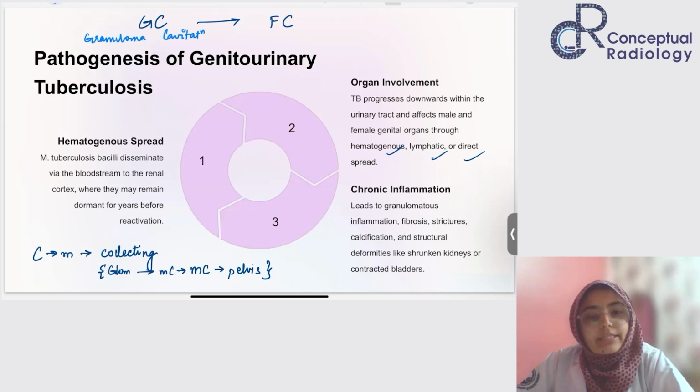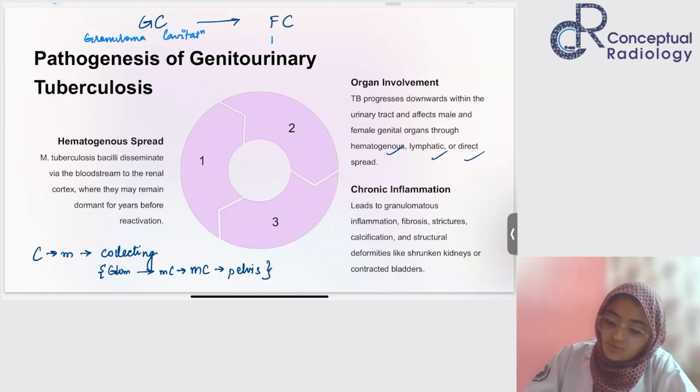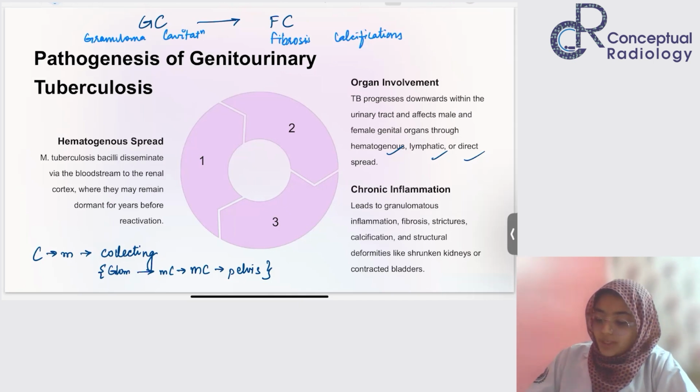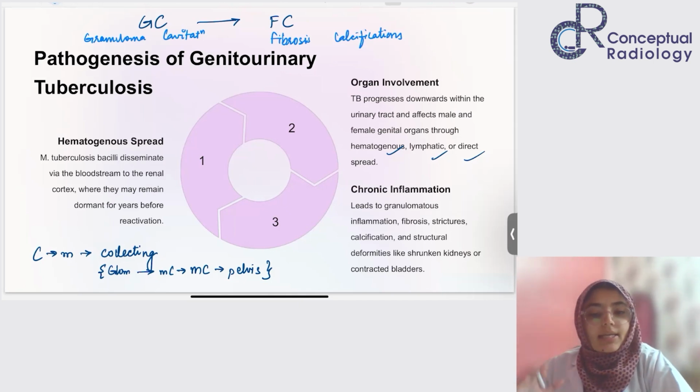Granulomas, which may be caseating mostly, sometimes non-caseating. When these granulomas cavitate, so GC is granuloma and cavitation. And later on, F is of course for fibrosis and C for calcification. So F is going to stand for fibrosis and C is going to stand for calcifications. Okay. So we'll keep coming to this again and again.